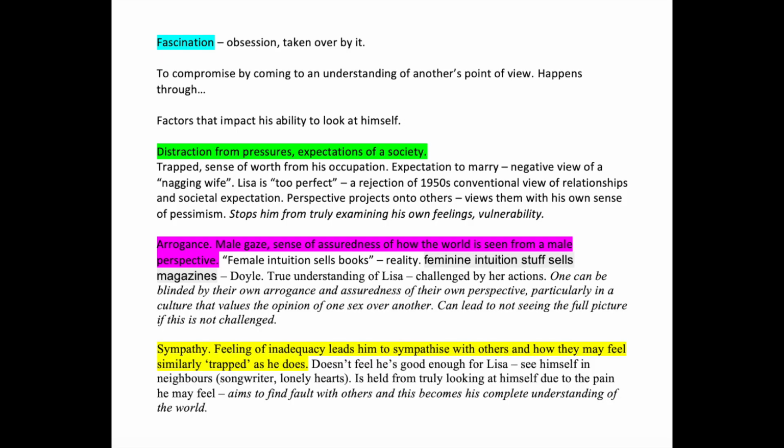And so I'm going to use that. And I'm looking at, well, how does that happen? And that's allowed me to get to my 3 key ideas. So I've asked myself, well, what are these factors that impact his ability to look at himself? And so this first idea that you can see here, a distraction from the pressures and the expectations of a society.